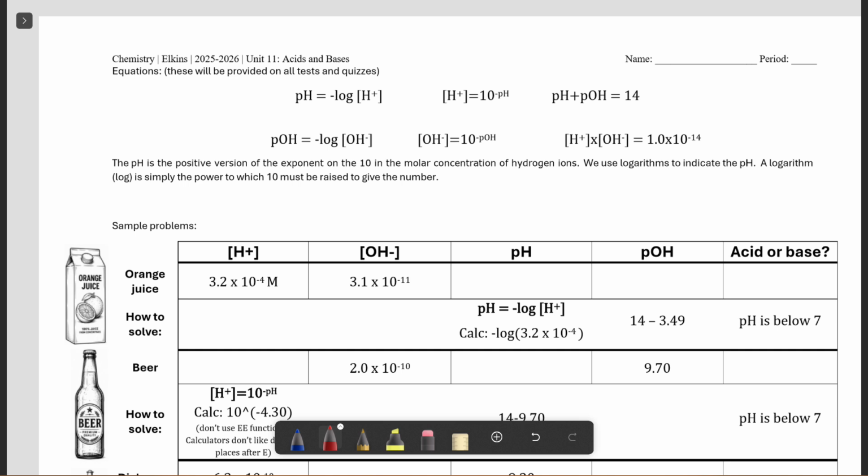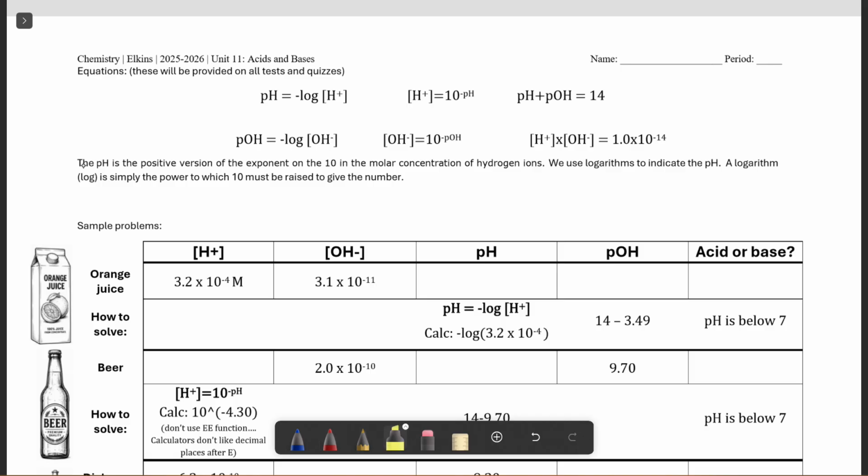Okay. So, like I said, the pH is the positive version of the exponent on the 10 in the molar concentration of hydrogen ions or hydronium ions. And we're just going to switch to talking about H plus because it's the H plus that when you add that to the solution, it creates more hydronium. So we're just going to talk about H plus now. Okay. So we're going to use logarithms to indicate pH. I'm hoping you know what a logarithm is from math class. We'll just do a quick review here.